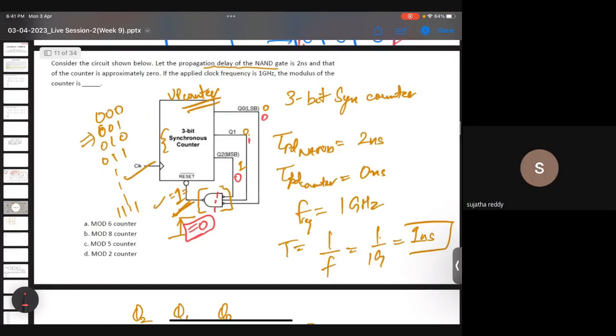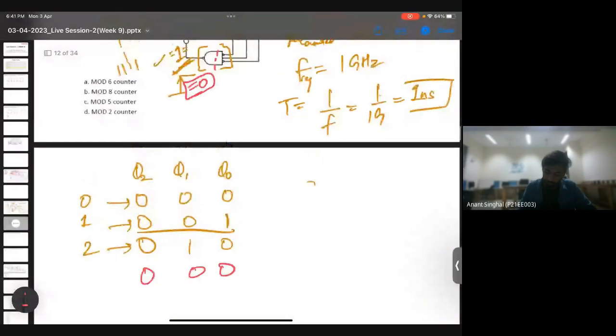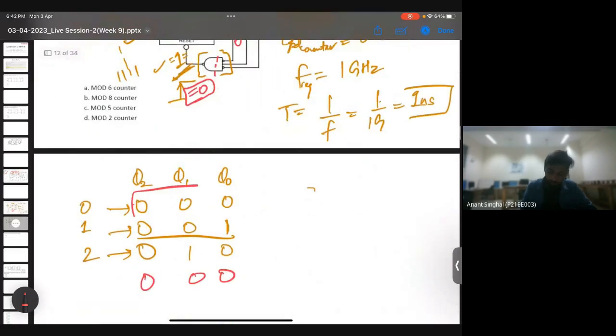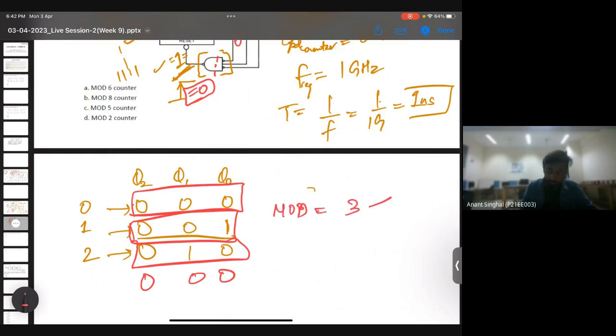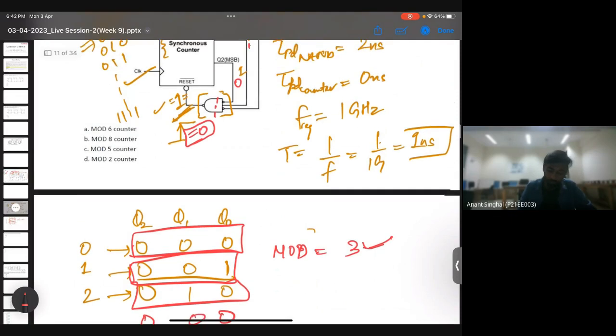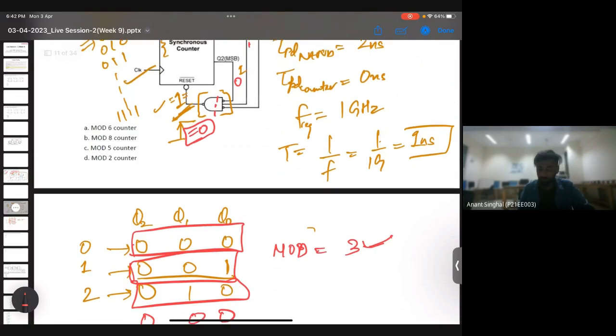Yes, sir. So now the question says, what is the mod of this counter, right? As you can see, there are only 3 states, 1 2 3. So the ideal modulus should be 3, right? Now the problem says there is no option as mod 3 counter, and I'll tell you why.